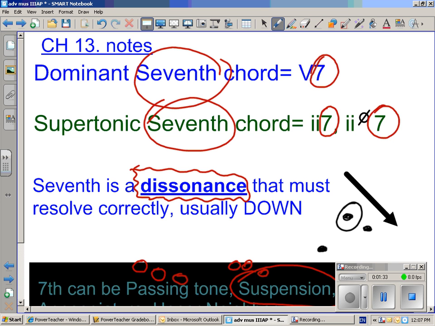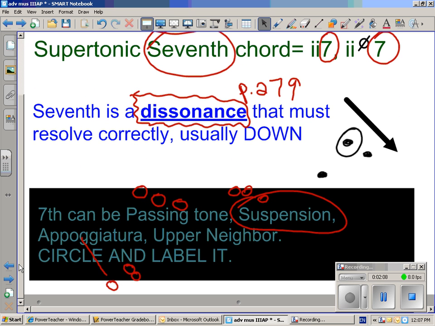that has to resolve. In your book, on page, no, it's a dissonance that resolves down. That's on page 279. 279 at the top of the page. Note that all the ways you use this 7th are figures in that the dissonance resolves down. That's a characteristic of almost all 7ths. There's one instance when it resolves up, but we're going to be working mostly with dissonances that resolve down.